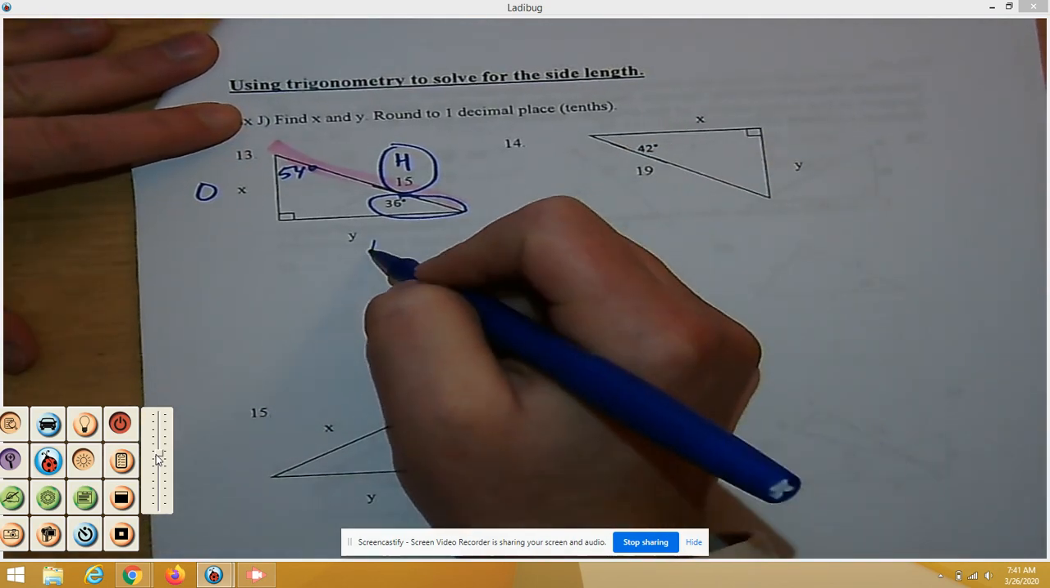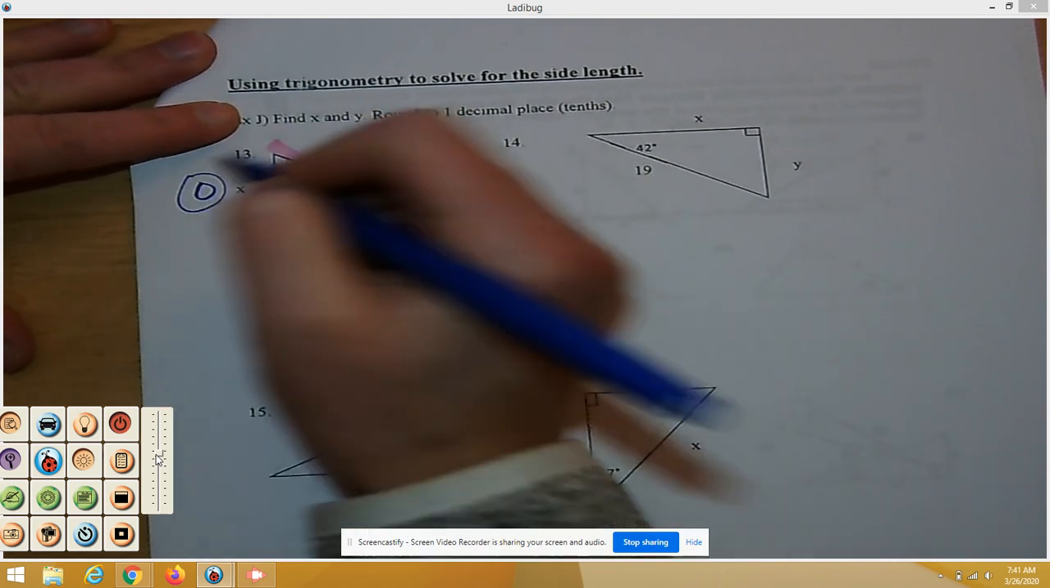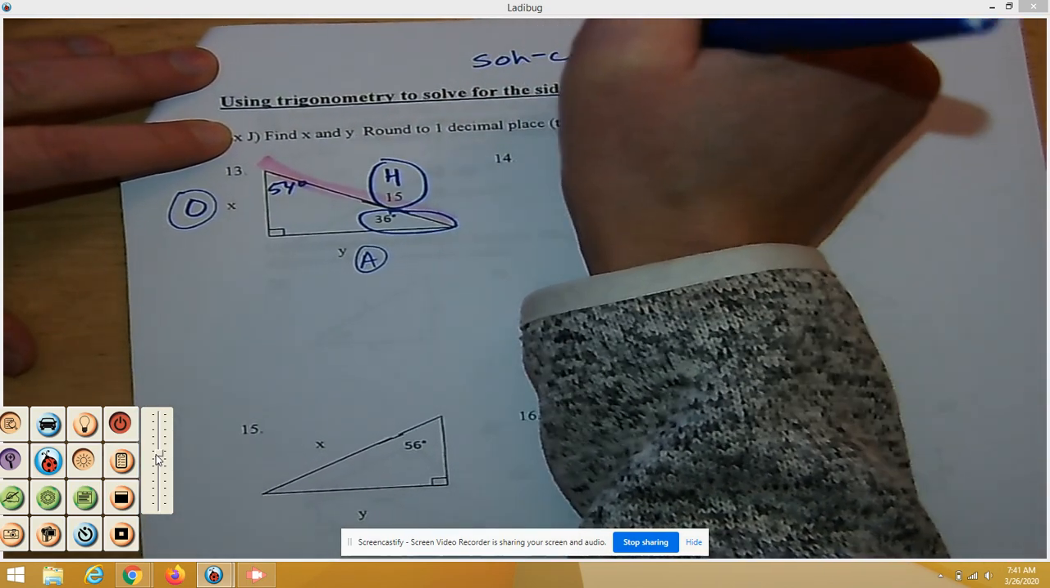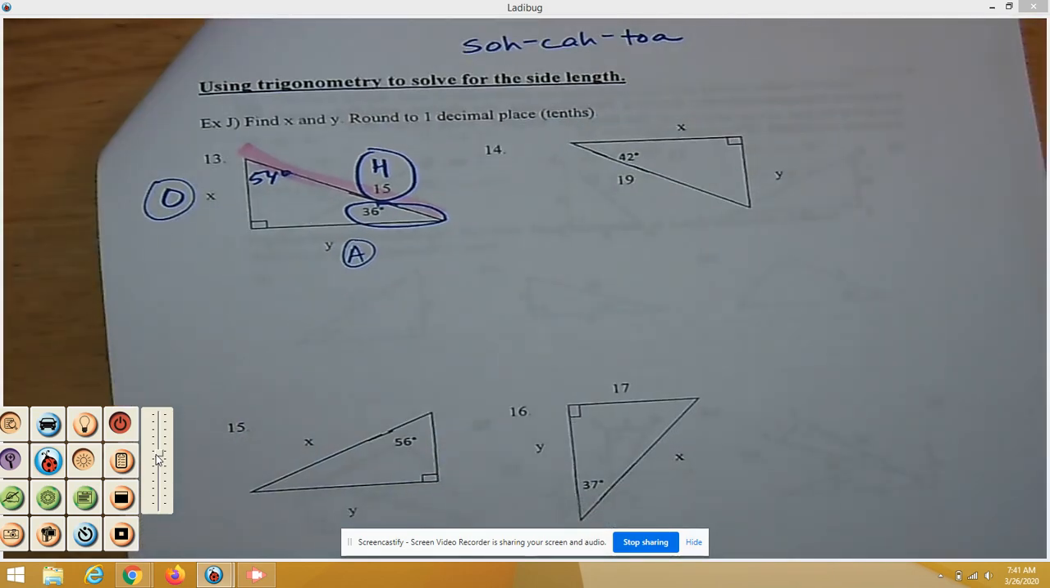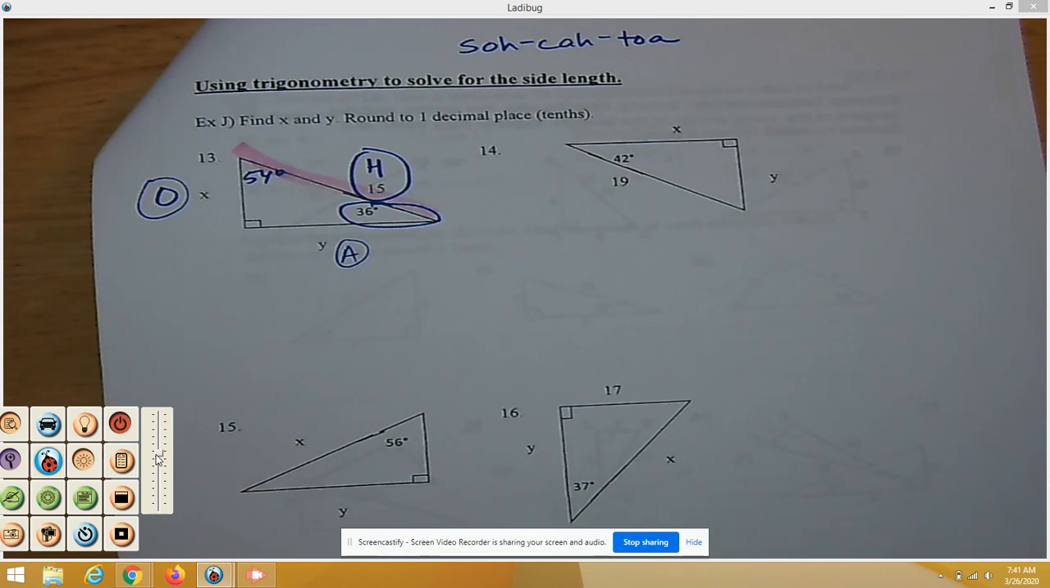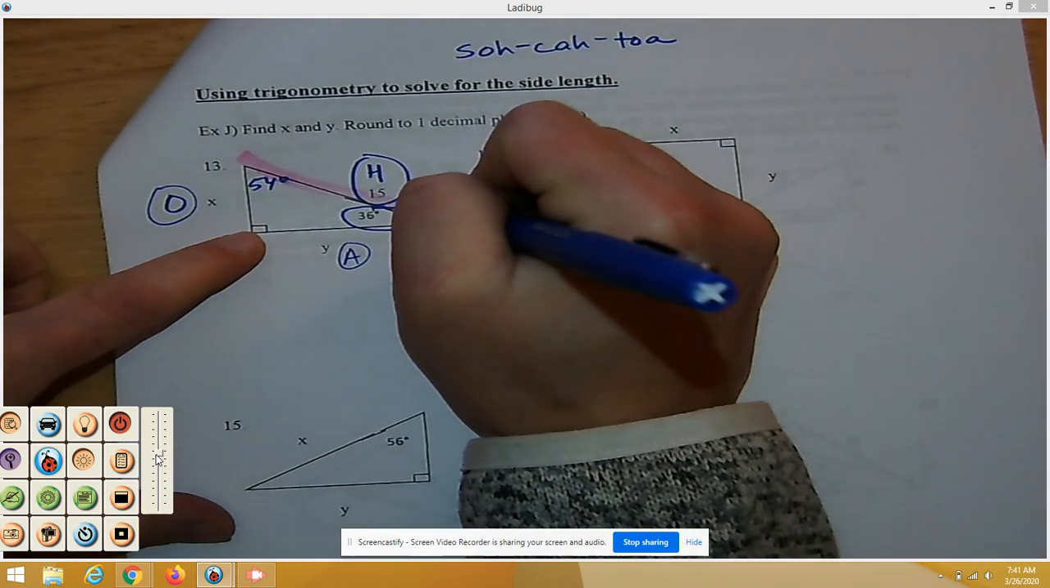Next to the 36-degree angle is the adjacent side. And I'm going to go ahead and write SOHCAHTOA on the top of my page, because now we're going to pull everything that I've just been talking about together. Now you're looking at a triangle and you're trying to find a side length. I am going to write this really small.